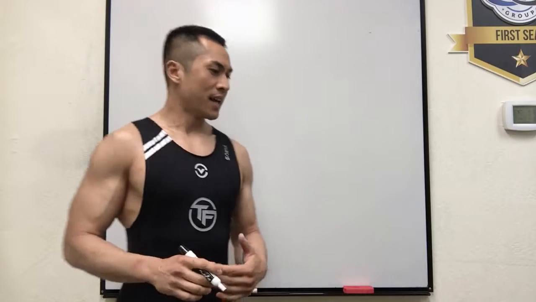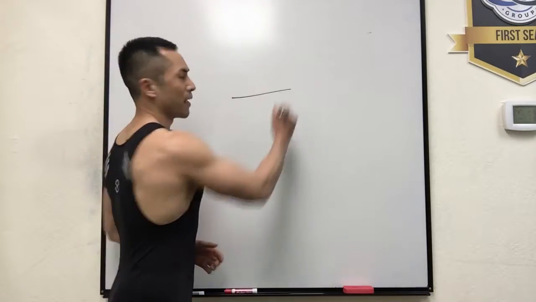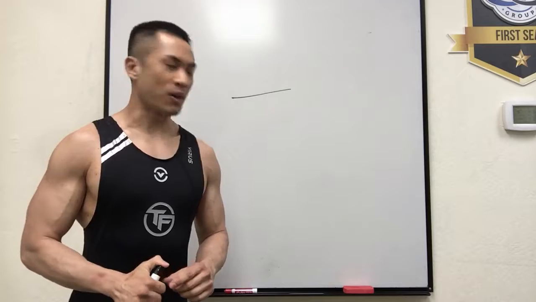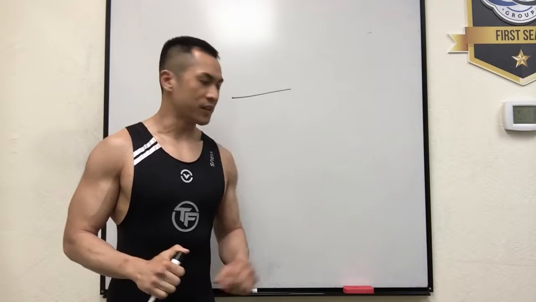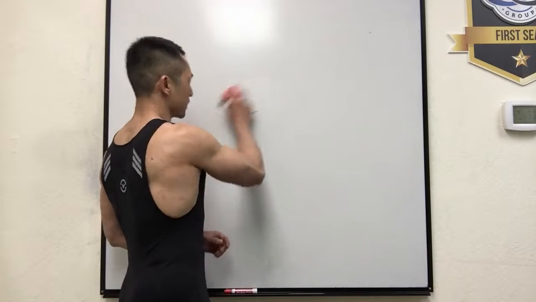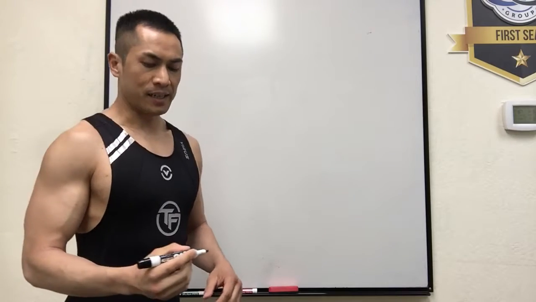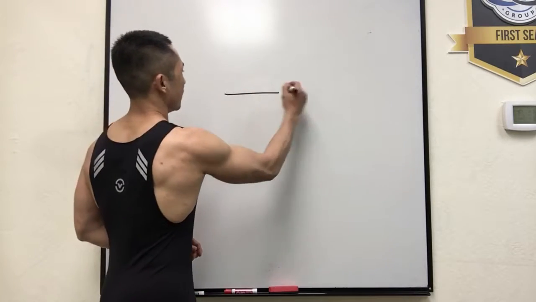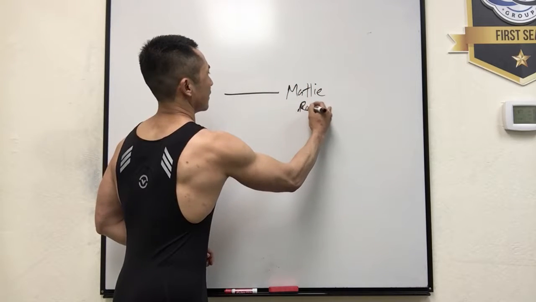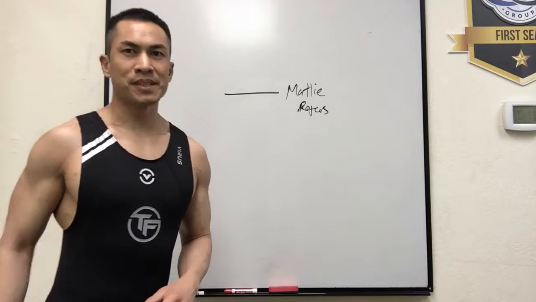Alright, so the first thing, I'm going to use an example. I'm in my singlet today because I'm going to use Mattie Rogers as my example. If you don't know, Mattie Rogers is an Olympic weightlifter. She just competed at Worlds. She took third place, which is freaking awesome. And my target will be becoming Mattie Rogers. Alright? So that's my target.